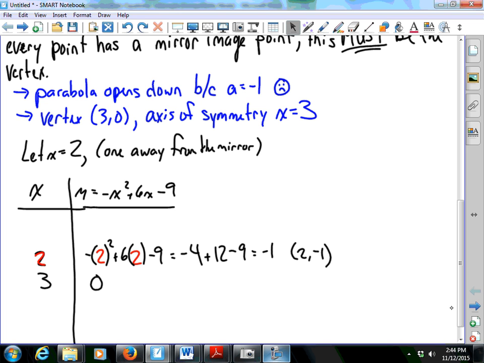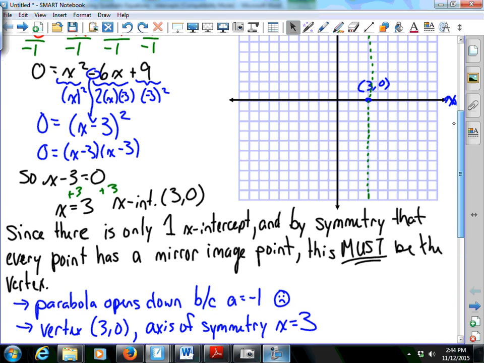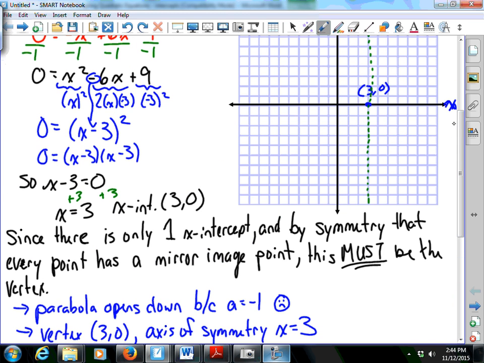So the mirror image point is on the other side, 1 away on the other side, so it's 4, negative 1. Sorry. So when x was 2, y was negative 1, and the mirror image point is over here.